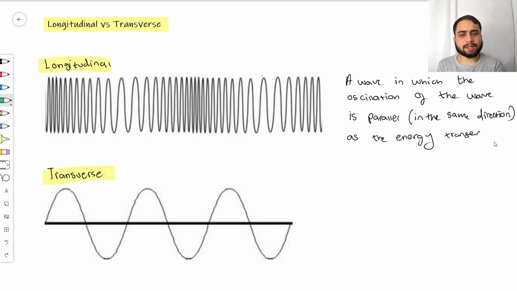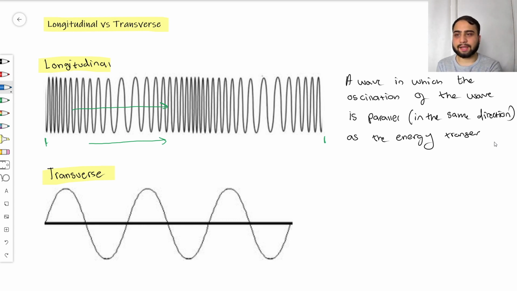We talk about the oscillations of the wave. In a longitudinal wave, if you do geography, you understand that longitudinal is around the Earth in the x direction. So here, the wave is oscillating in the x direction, horizontally, longitudinally, right? And also the energy transfer is happening from here to here. So the direction of energy transfer is also that way. You can see that these two arrows are parallel, and so the direction of energy transfer is parallel to the oscillation of the wave. Therefore, this wave is longitudinal.